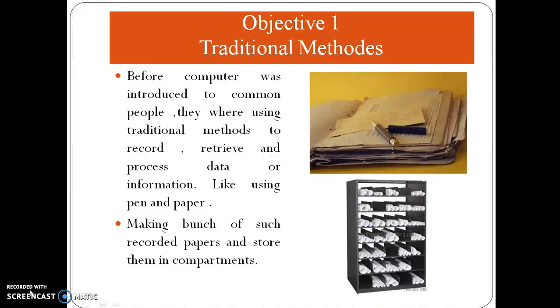The next slide is of objective 1, in which we are trying to explain the traditional methods. In traditional methods, before computer systems were introduced to common people, pens and papers were normally used to record information. So imagine if I want to write hundreds or thousands of names and I don't have a computer system or typewriter machine, so I am having only paper and pen. What time will it take to record those 1000 names?